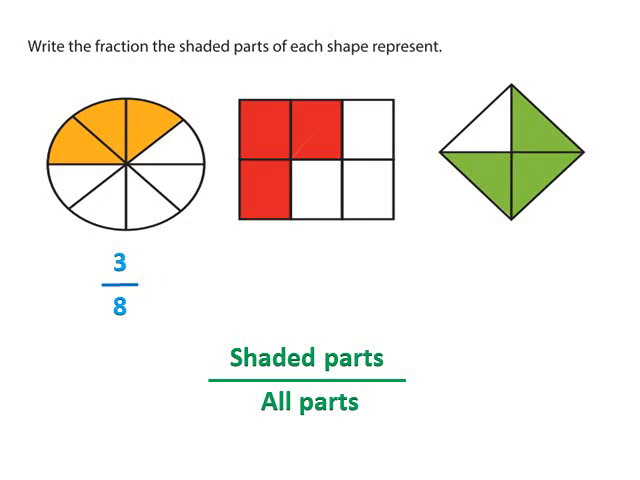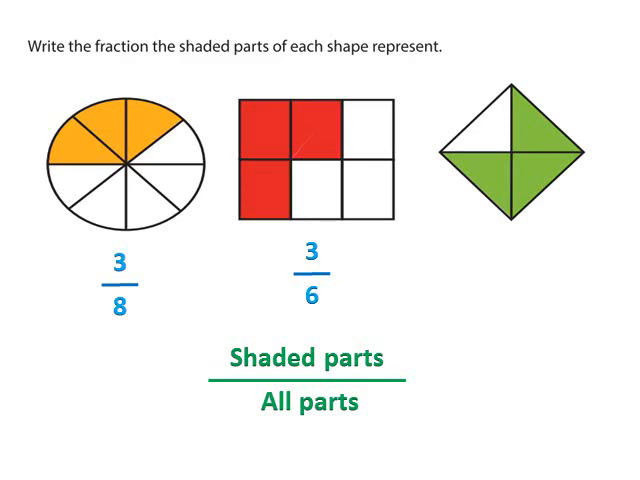The second fraction, I have 1, 2, 3 colored parts. And I have my fraction line. And then I want to count all the number of parts. 1, 2, 3, 4, 5, 6. So the number at the bottom will be 6. What is this fraction? It is 3/6.